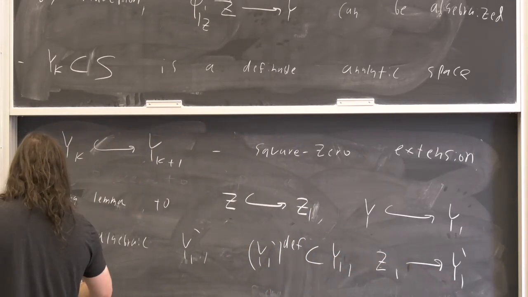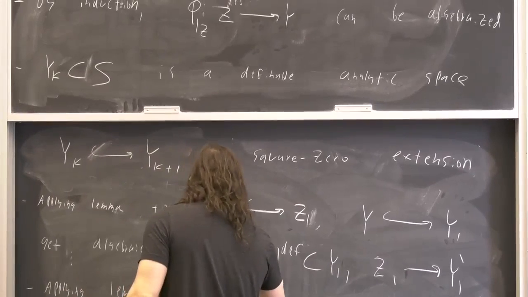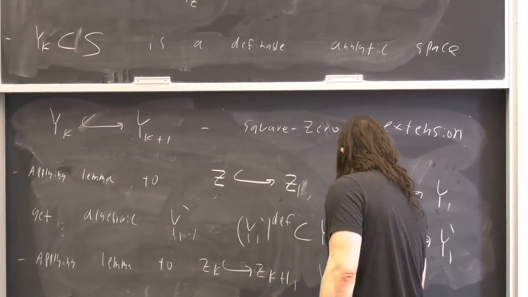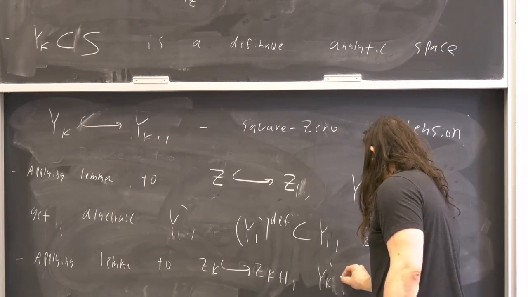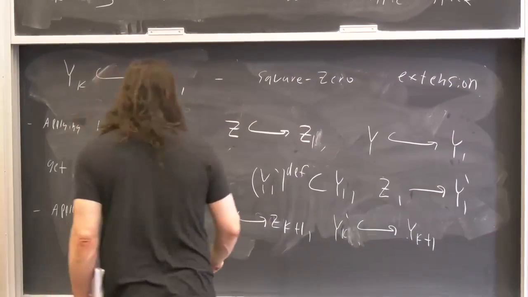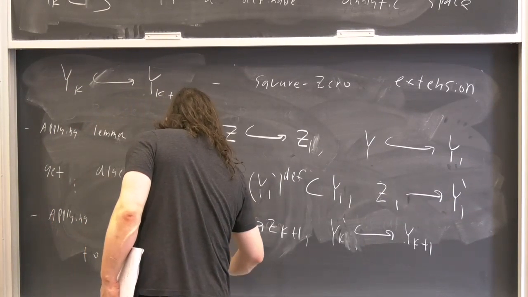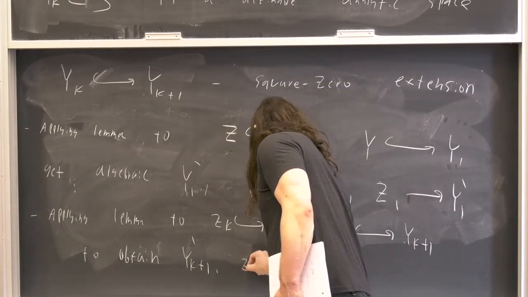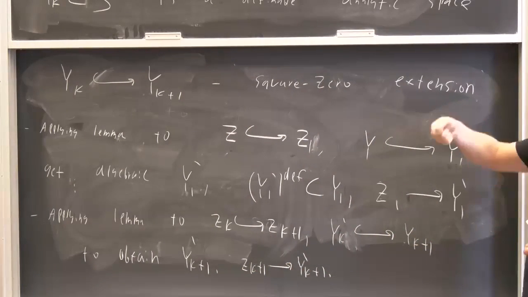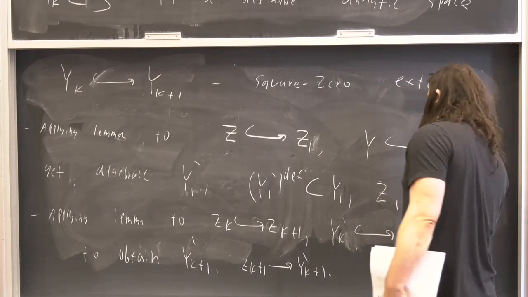And now continuing in this way, we apply the lemma to Zk inside Zk plus 1 and Yk prime, which we've already made by induction, sitting inside Yk plus 1, to obtain Yk plus 1 prime and Zk plus 1. Repeatedly we just go to a higher extension to get inside the full infinitesimal thickening, these extensions, these algebraizations.